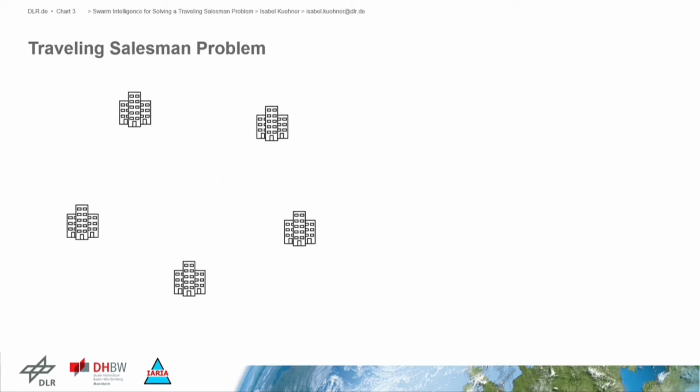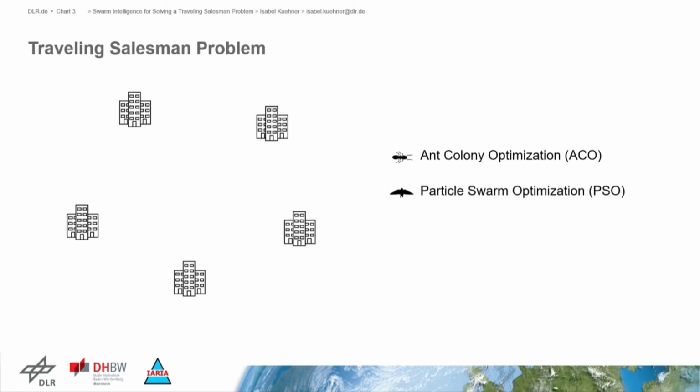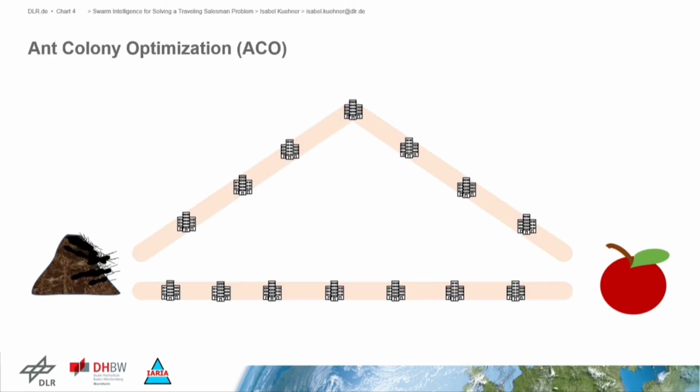The 3 swarm-based approaches I will present in the following are the ant colony optimization, short ACO, the particle swarm optimization, PSO, and the bee colony optimization, BCO. I will start with the ant colony optimization. So this algorithm comes from the food searching process of ants. Ants leave pheromones on their way, so they communicate indirectly over the environment.